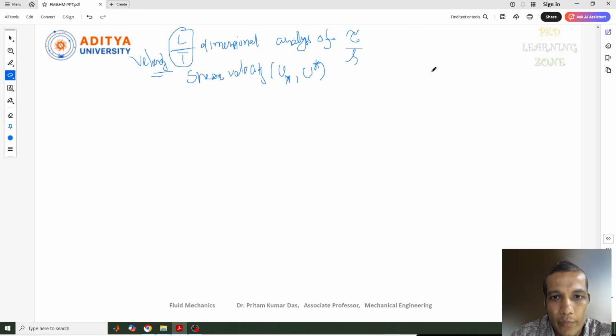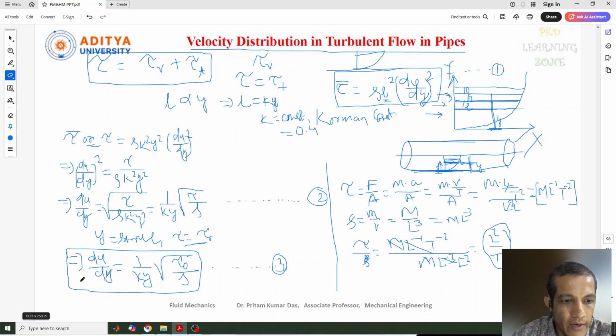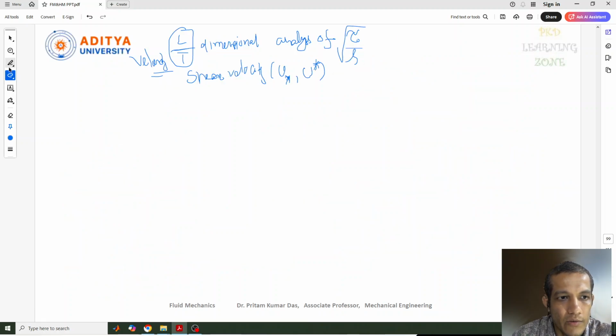Now what we'll do, on behalf of this value, root over of this dimension analysis what we got, we'll put the value of u star. On behalf of root over of tau naught by rho, we'll just put the value of u star. So what we'll get here, du by dy, let me write, equals 1 by ky, and this is u star. Now for the turbulent condition, u star will be constant.